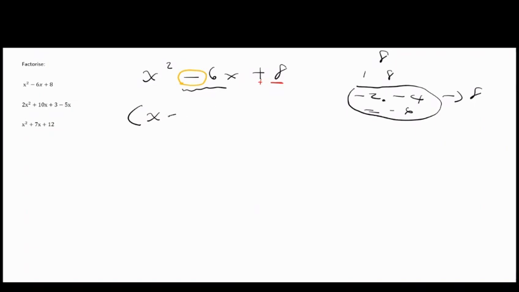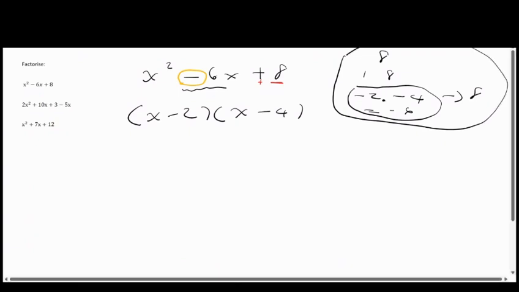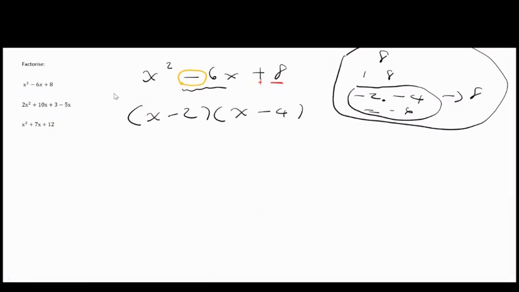So we are going to put this negative 2 over here. Then we're going to repeat the x. Then we're going to put a negative 4 over here. And we are done factorizing this. We just needed this step. We just needed to get familiar with this process.